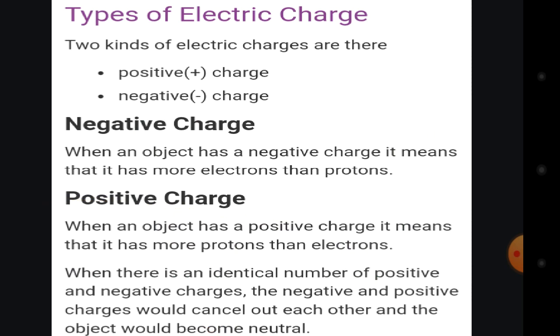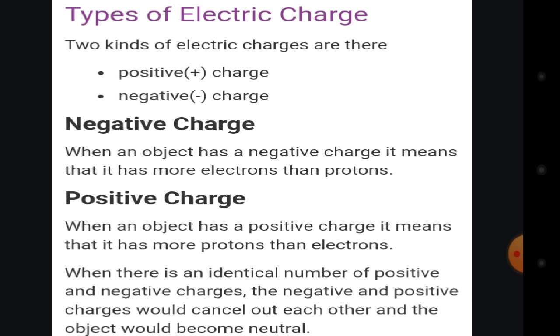So here we are to talk about the types of charges. Normally it is the positive charge and the negative charge that we have. These are the two kinds of charges. For the positive charge, we normally use a positive sign. For the negative, we use the minus sign, or a minus mark. So these are the two charges. We also have a third one, called neutral. But normally it is only the positive charge and the negative charge.